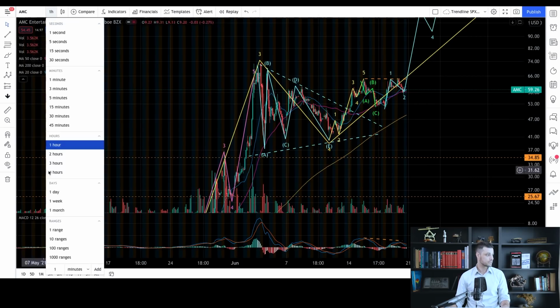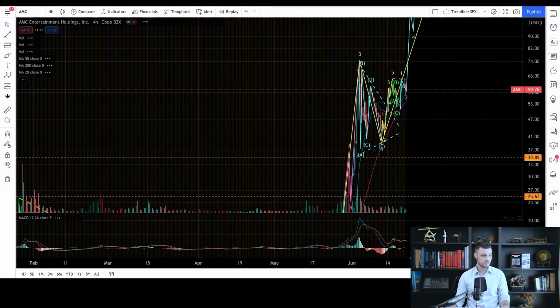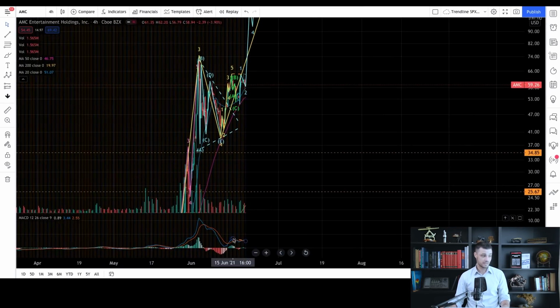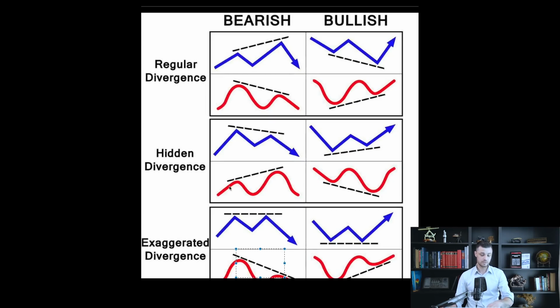And this is true on the hourly time frame, and it's also true on the 4-hour time frame. You can see that here the MACD is making lower highs on the 4 hours and on the hourly. So once again, let me show you this, guys. This is this one.